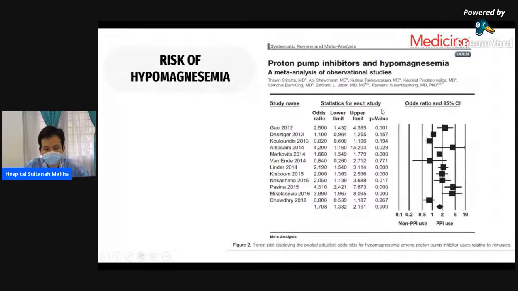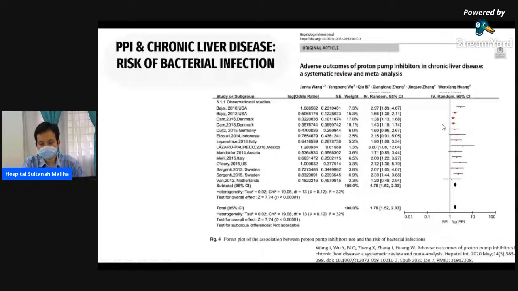But this is something that we can talk about, hypomagnesemia, which is well known, even indicated in our literature and even our vaccine information per se. We talk about hypomagnesemia and PPI. So this is very common. So you see the weightage here with PPI use. And chronic liver disease, the risk of bacterial infection per se, some of the papers do indicate that.